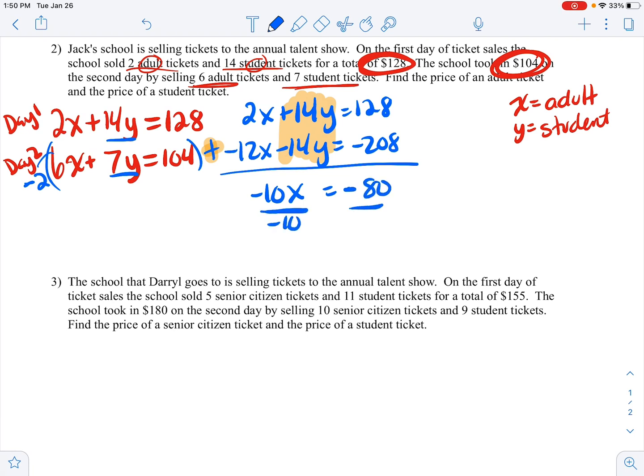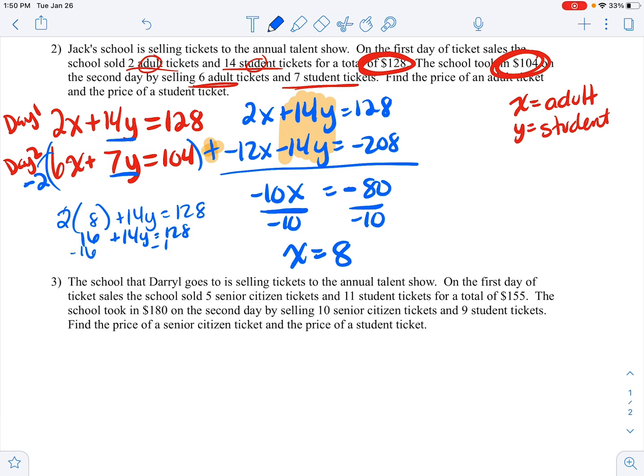Divide by -10 on each side, and x comes out to be 8. Now I'm going to take that and I'm going to plug it back in. I'm going to use my top equation this time. So I have 2 times 8 plus 14y equals 128. That gives me 16 plus 14y equals 128.